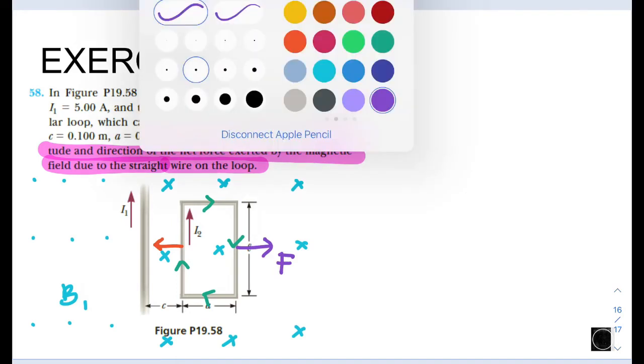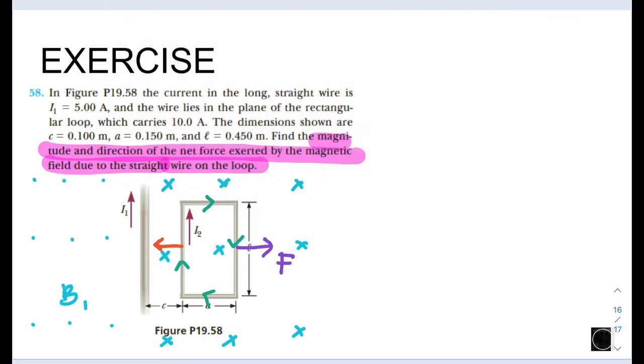Then how about the force experienced by the top and bottom side? Right, so place your index finger along the current flowing within this side. Your B is according to this one. So the force will be to the top of the loop. This one.